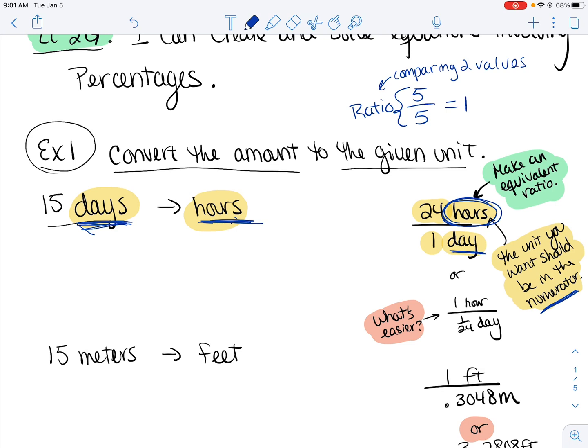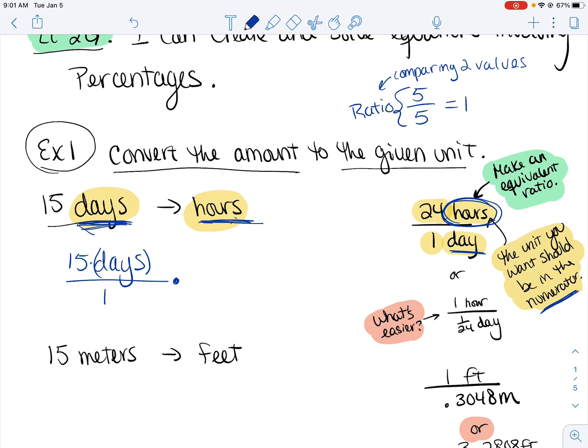And I know some of you guys are like, man, I can do this in my head, but some of these are a little tricky and you might not be able to do them in your head. So that's where this sort of process is helpful, okay? So right now we're starting with 15 days, right? And treat days like it's its own variable, okay? So it's like 15 times days, and that's over 1 if we want to make it into a fraction. Now to convert, I'm going to multiply by 1, so I'm not actually changing the value of 15 days, I'm just writing it in a different way, right?